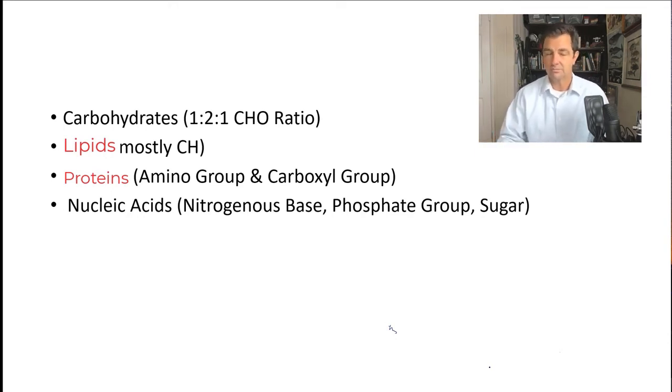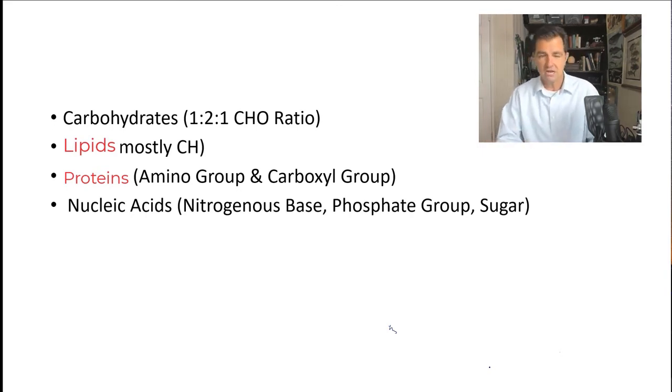Carbohydrates typically will have a carbon hydrogen oxygen ratio of 1 to 2 to 1. For every one carbon, there's going to be two hydrogens and one oxygen. There's a couple of tiny exceptions when they form rings and structures of that sort, but for the most part, you'll be able to tell carbohydrates from that 1 to 2 to 1 ratio.